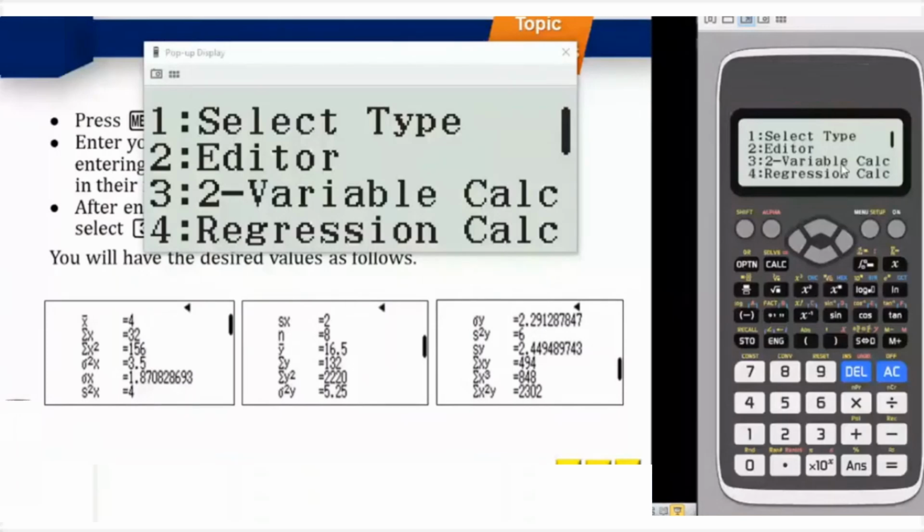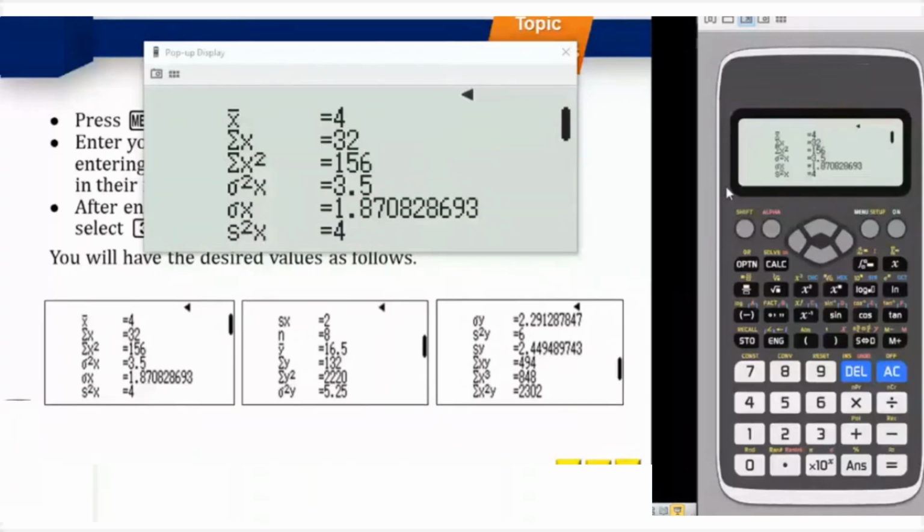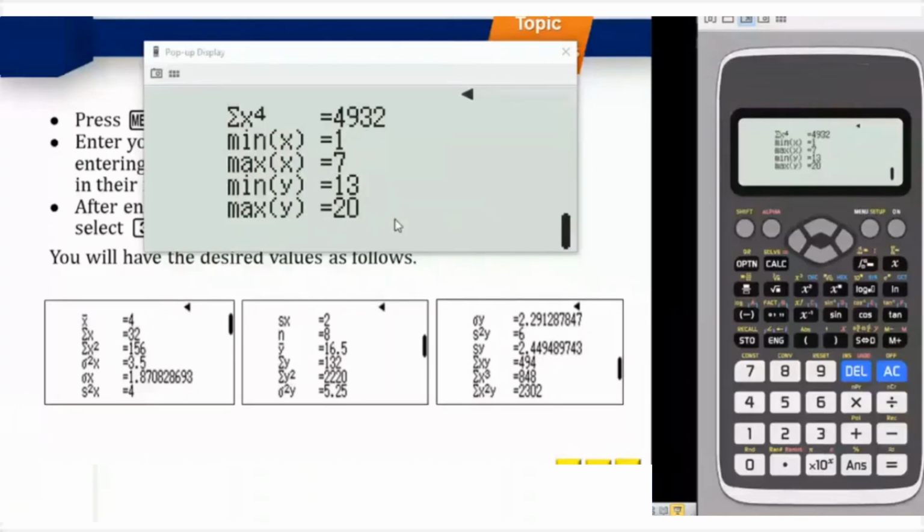So when I press 3, I will get all the things that were required in the question, and over and above that, lots of other things that can be asked in exams. So I have mean of X, mean of Y, sigma X, variation of X. I have all possible things that the examiner can ask for. I have minimum value of X, minimum value of Y, maximum value of X, and maximum value of Y. I hope this is clear to all of you.